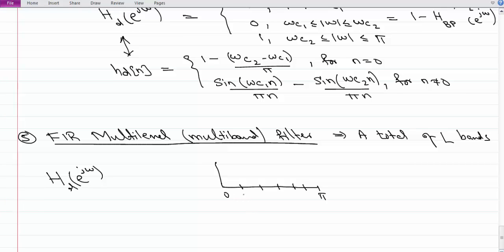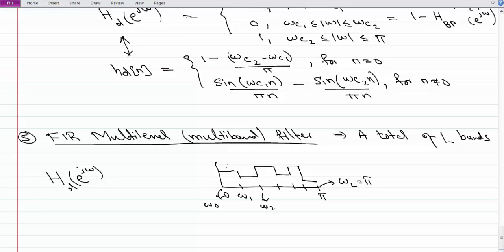The first band is omega 1. So omega 0 is 0. Omega 1, you have omega 2. And then the last band is omega L equal to pi. And you can say, well, my filter takes a certain value in the first band, then another value in the second band, then it keeps on changing its value.